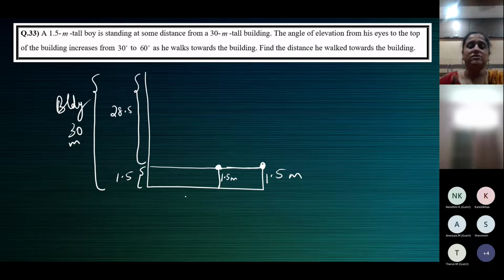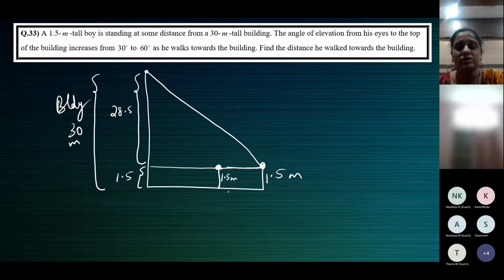Now the lines of sight. This is the top of the building, and this is the line of sight connecting the eye of the observer and the object or the position observed. Again, this is the line of sight because this is the new position of the boy. This is the top of the tower, and the line of sight connects his eye and the object or position observed.